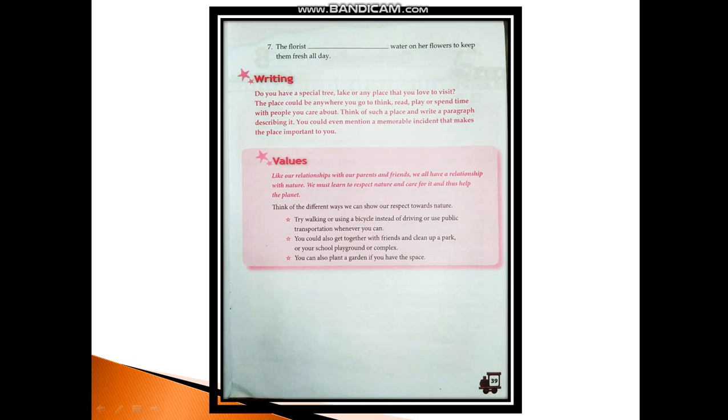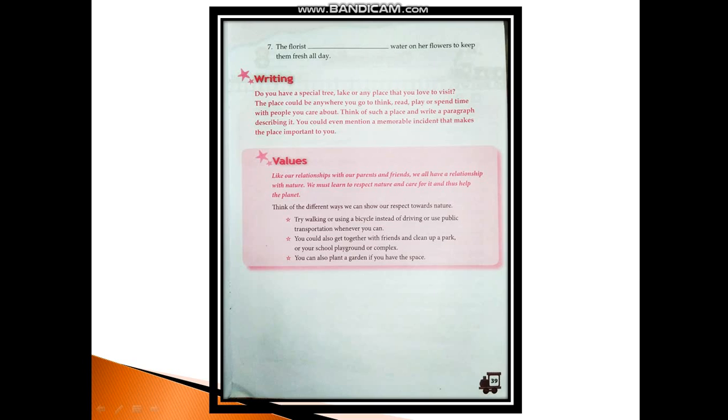Okay. Next is your writing part. Do you have a special tree, lake, or any place that you love to visit? The place could be anywhere you go to think, read, play, or spend time with people you care about. Think of such a place and write a paragraph describing it. You could even mention a memorable incident that makes the place important to you.